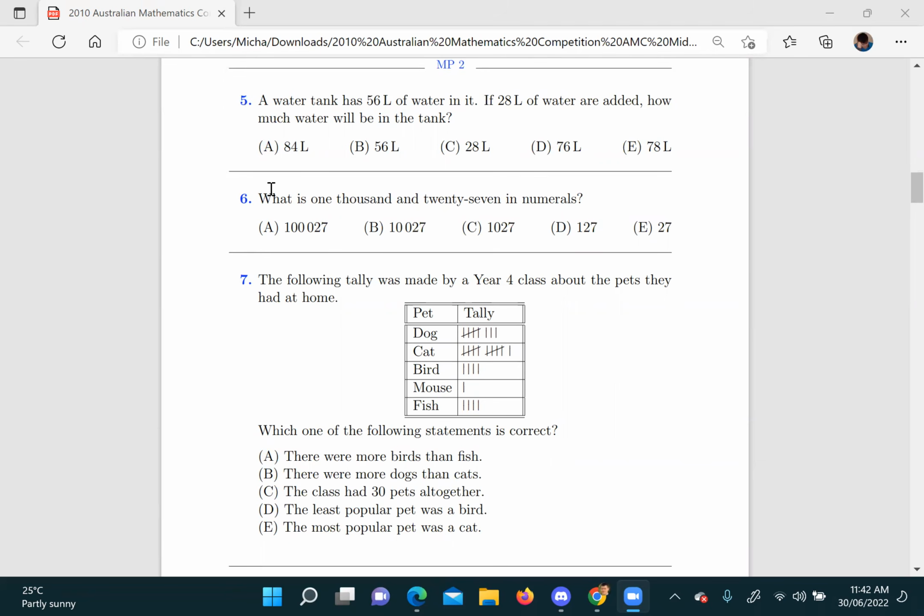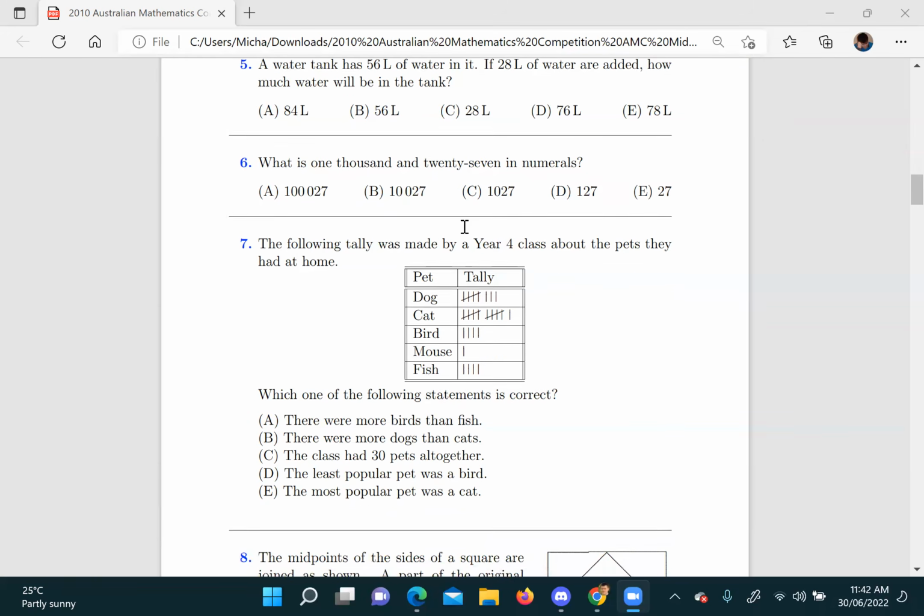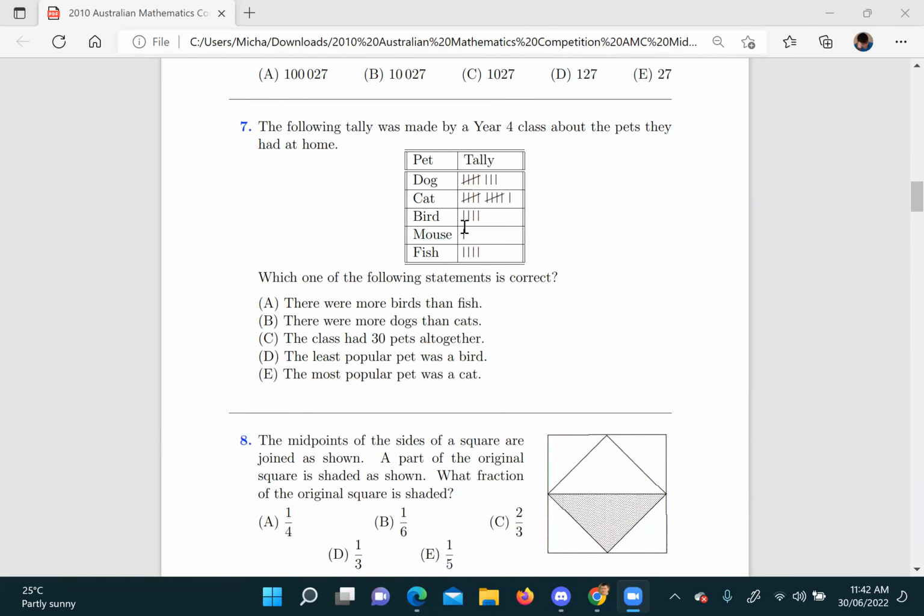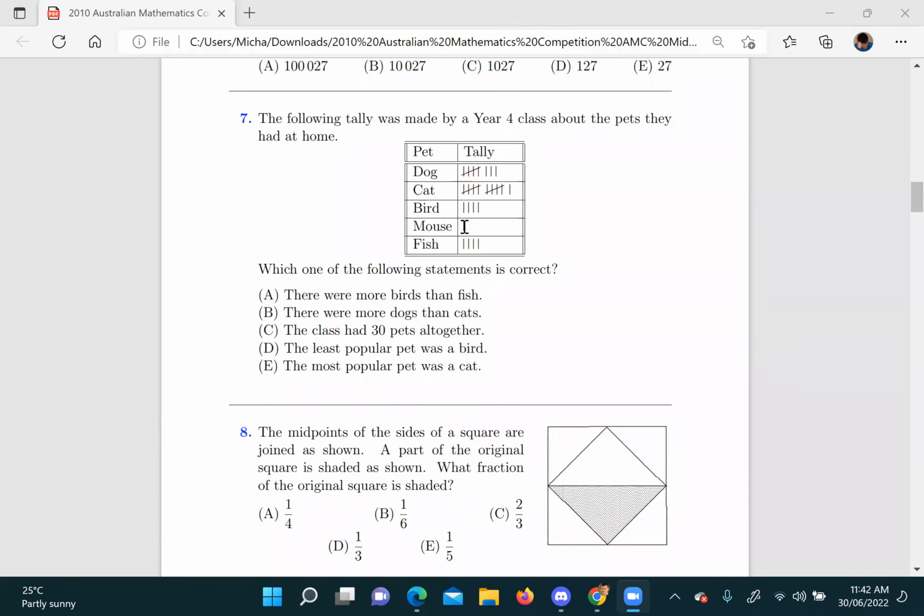See, this is kind of like an English question here, right? What is 1027 in numerals? Yeah? 1027. Let's see, yeah. C. That was easy. Okay. Yeah, that's easy.